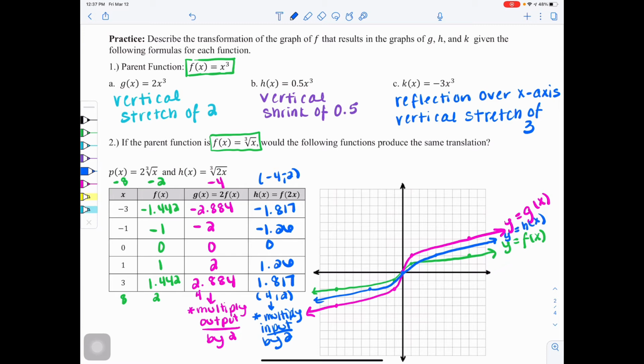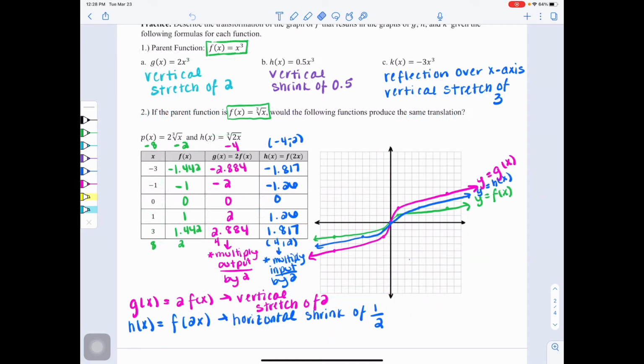Okay, so then I went over to the side and graphed it, and you can see how it affects the graph for each one. So looking at y equals g of x, we had a multiplying of 2 on the outside, so you can see it's a vertical stretch of 2.